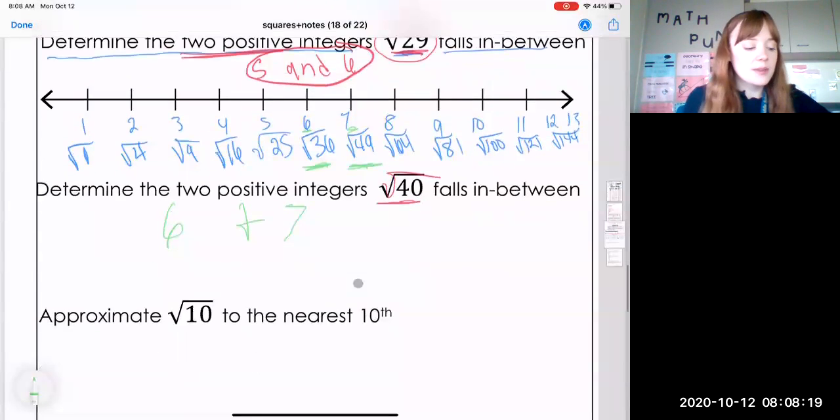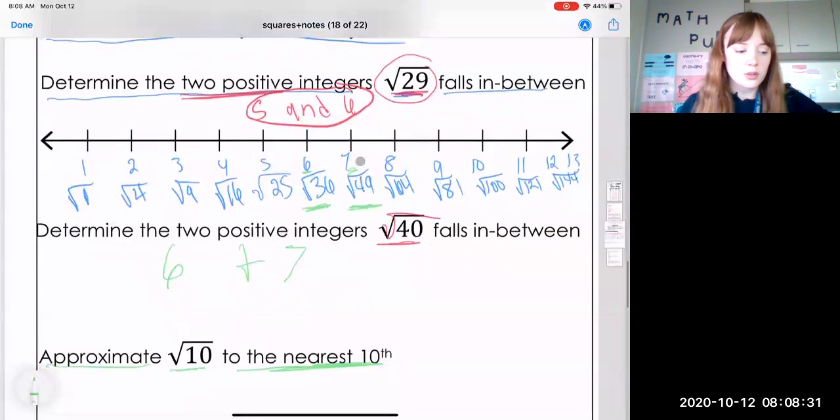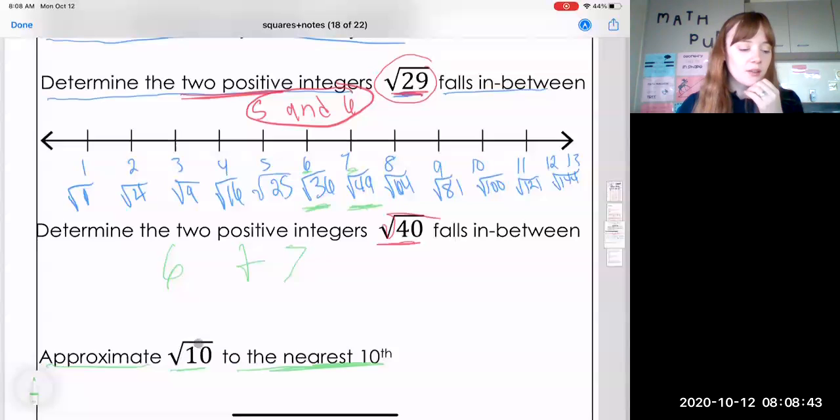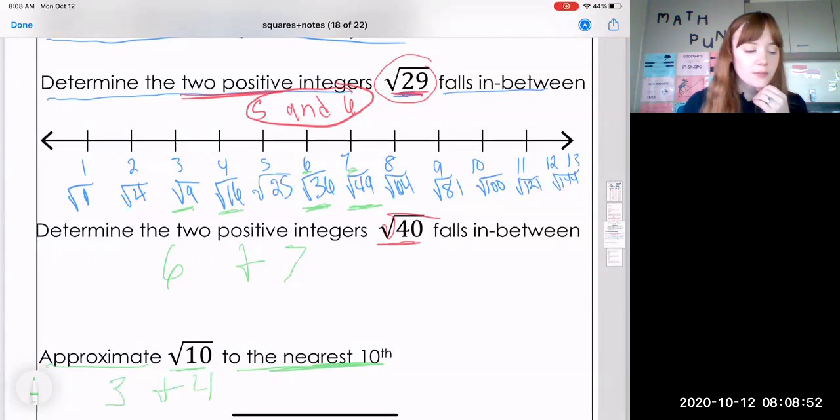The next one would be to approximate the square root of 10 to the nearest 10th. That means they want a decimal answer. So our first step is what we just did to answer these two questions. Our second step is to figure out if we should have a relatively low decimal point or a relatively high decimal point. We'll talk about how to decide that. So the square root of 10 falls somewhere between the square root of 9 and the square root of 16. So it falls in between 3 and 4.